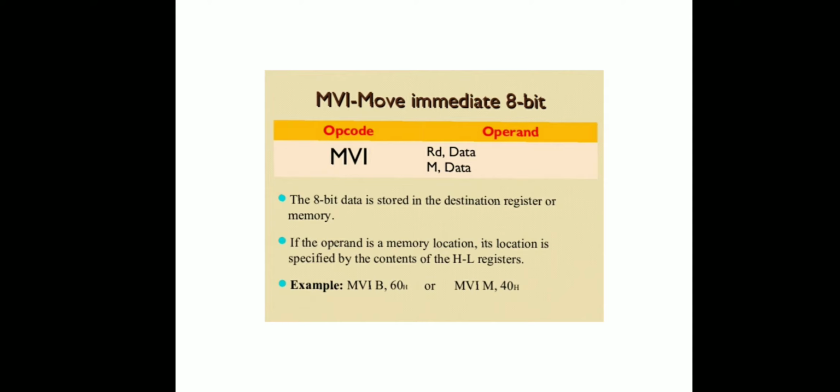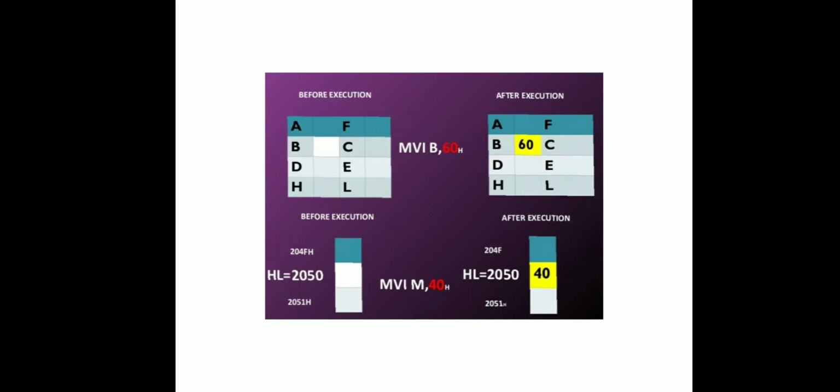For example, MVI B, 60H. Before execution, the B register is empty, and after execution of this instruction, the data is copied to register B. So, register B has 60 hexadecimal data.